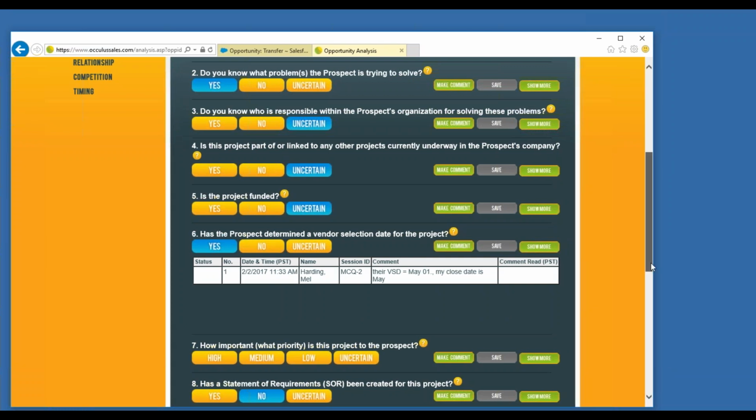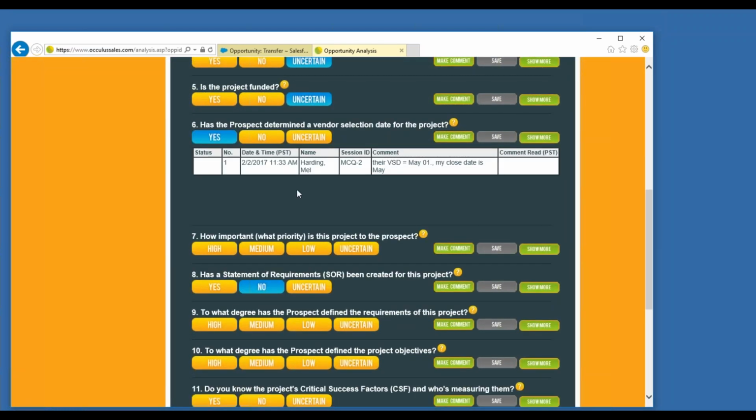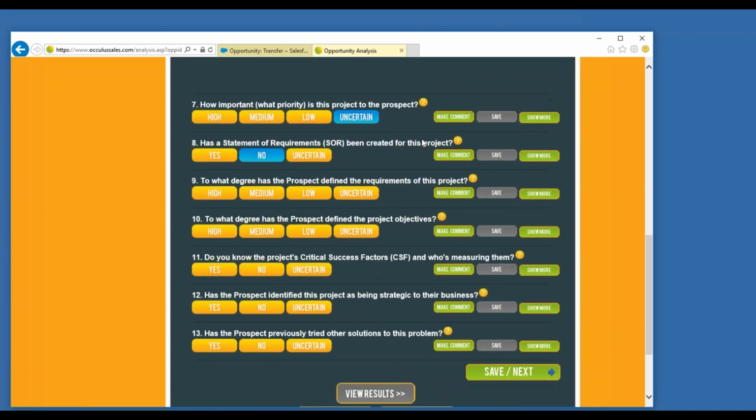So what is the priority of this project? Again, I would say at this point in time, I can't even say, I'm not sure, okay? Has a statement of requirements been created? No, it's not available yet, but they're working on it. So to what degree has the prospect defined the requirements? I know what it's supposed to do, so I would say it's very high. And I know what the objective of what they're trying to do is, so I would say that's very high.